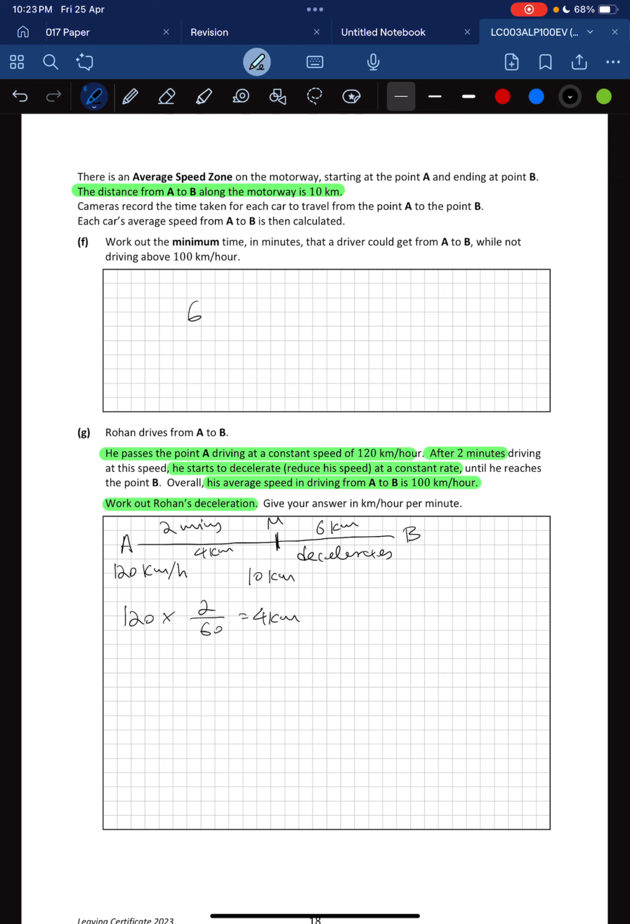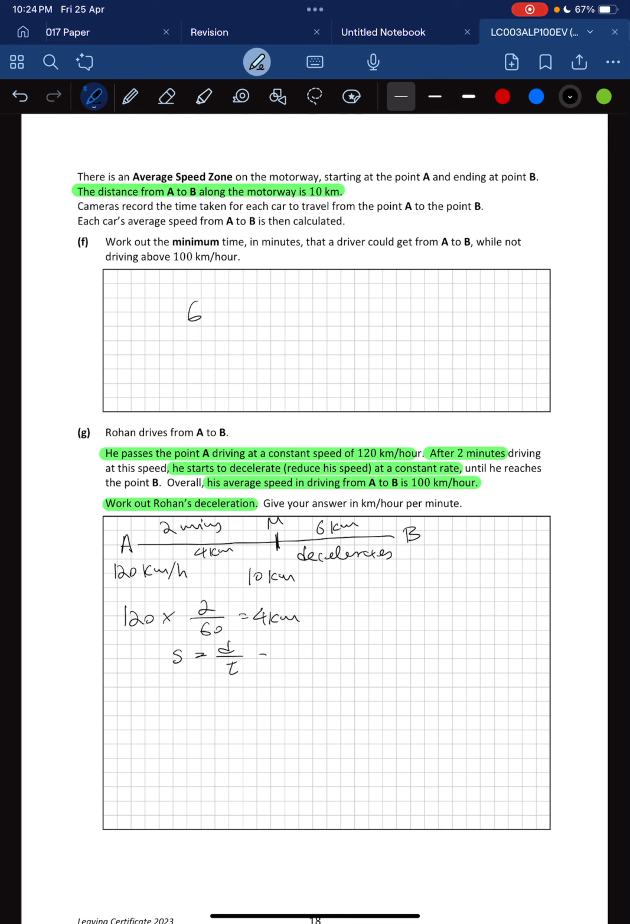So to find the average speed, we already have the average speed, which is 100 kilometers per hour. So speed equals distance over time. And now we want to find the time it took for the whole thing. So we know the first part took 2 minutes, but what about the whole thing, right? So we know the total distance, which is 10 kilometers. And we also know the speed, right?